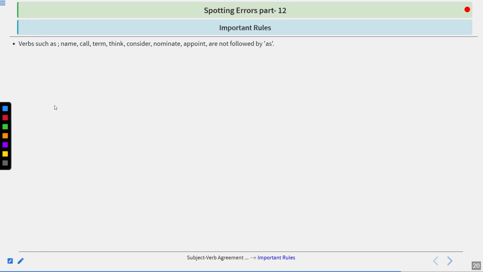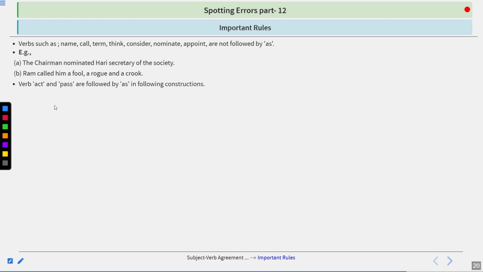Important rules. Verbs such as name, call, term, think, consider, nominate, appoint are not followed by as. The chairman nominated Hari secretary of the society. Ram called him a fool, a rogue, and a crook. Verbs act and pass are followed by as in the following constructions. He acted as principal. He passed as a gentleman.